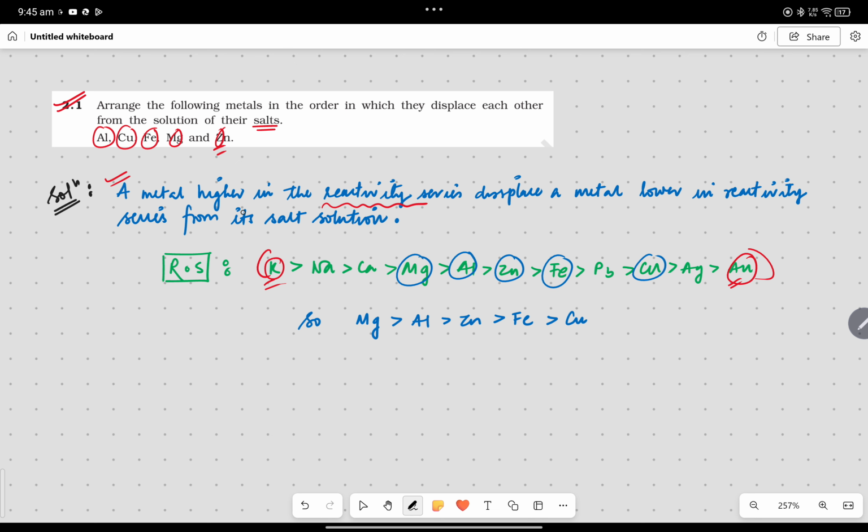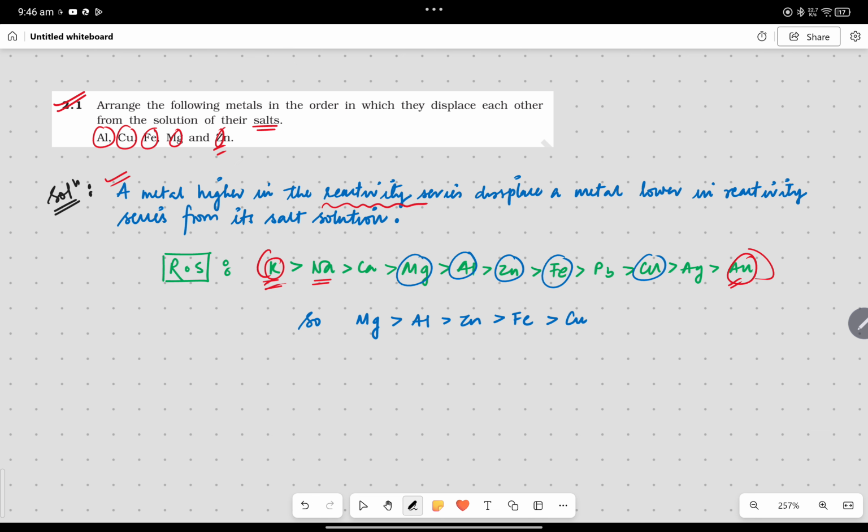So what that series signifies is that the most reactive metal in the series can displace a less reactive metal from its salt solution, right? So that was the concept in class 10th, and that is used here, right?